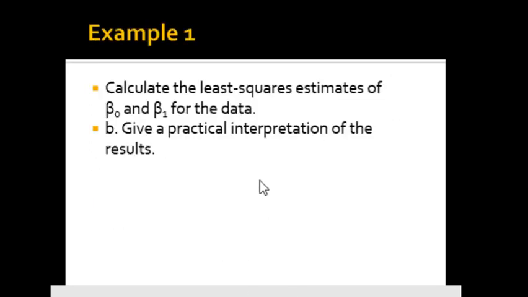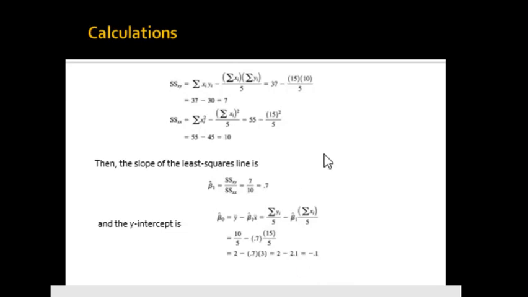Okay, so for the example, the data that we saw earlier, let's calculate the least square estimates using these equations and then use the interpretation that we just saw. So we had 5 data points, x and y's. For sum of squares xy, we start with finding the product xy and then add them, minus sum of all x's times sum of all y's divided by n, which is 5. So when we plug in all values, our sum of squares xy is 7.